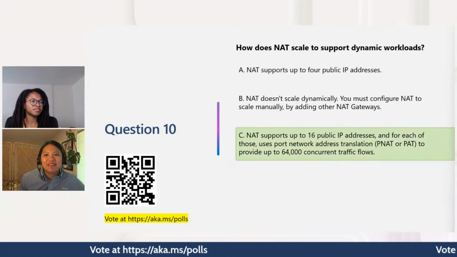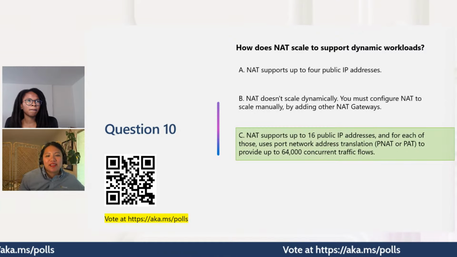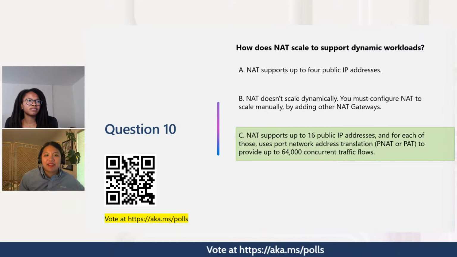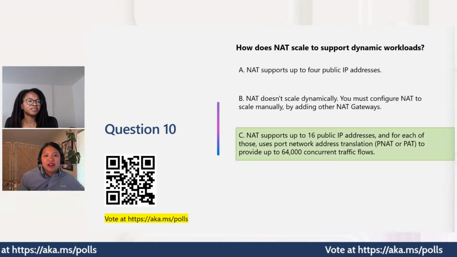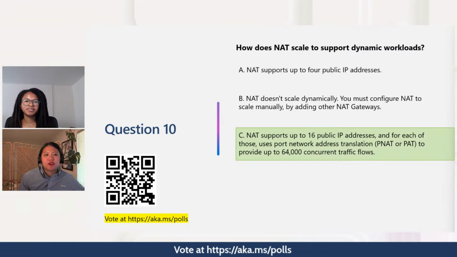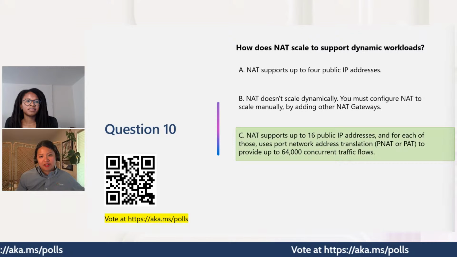So we have the correct response, and I see 100% of the responses that came in did select C. So this is correct. NAT does support up to 16 public IP addresses, uses PNAT or PAT, and provides up to 64,000 concurrent flows for UDP and TCP respectively for each of the attached public IP addresses.